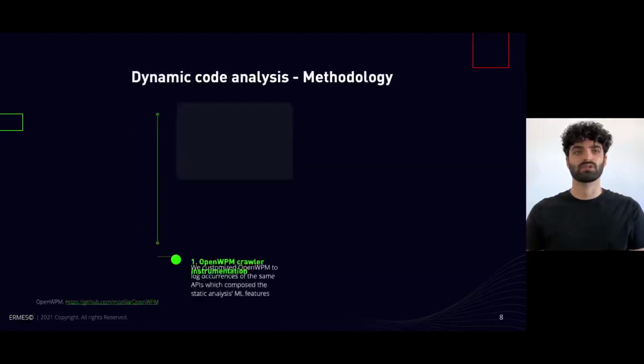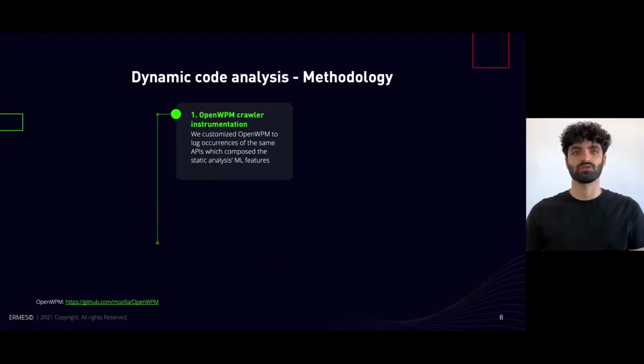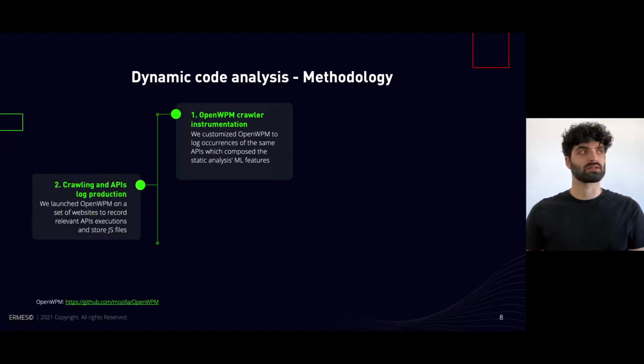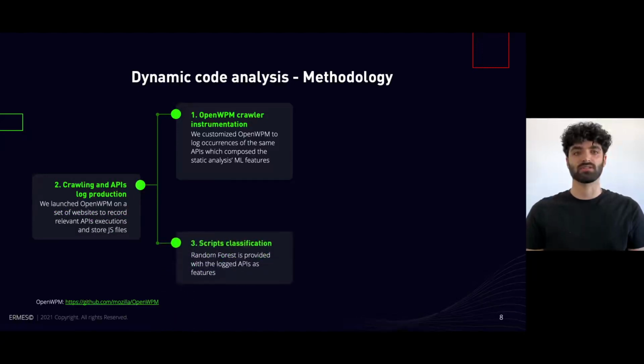We then proceeded with the creation of a dynamic code analysis-based methodology. We started with the instrumentation of the OpenVPN crawler. We instrumented it to log the executions of APIs which composed the AST patterns we previously mentioned in the static code analysis. Then we proceeded with launching the crawler over the Alexa top 1 million websites in order to log the execution of interesting APIs. And finally, we provided those API logs to Random Forest as input features to train the classifier and make it able to recognize fingerprinting scripts.